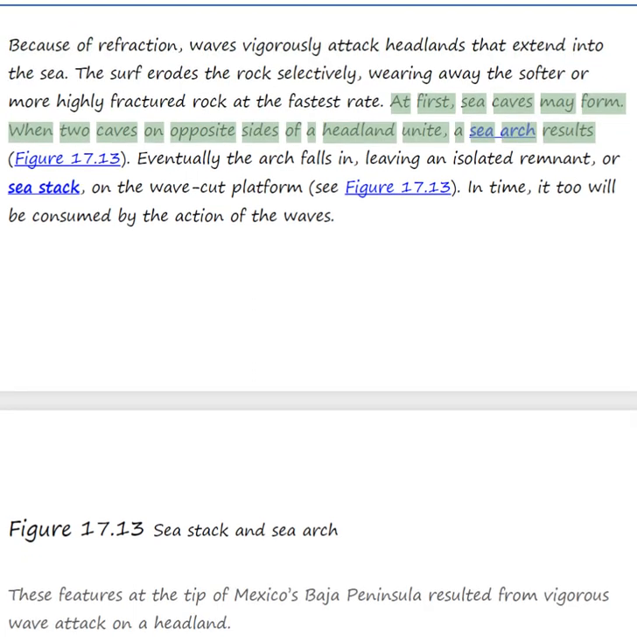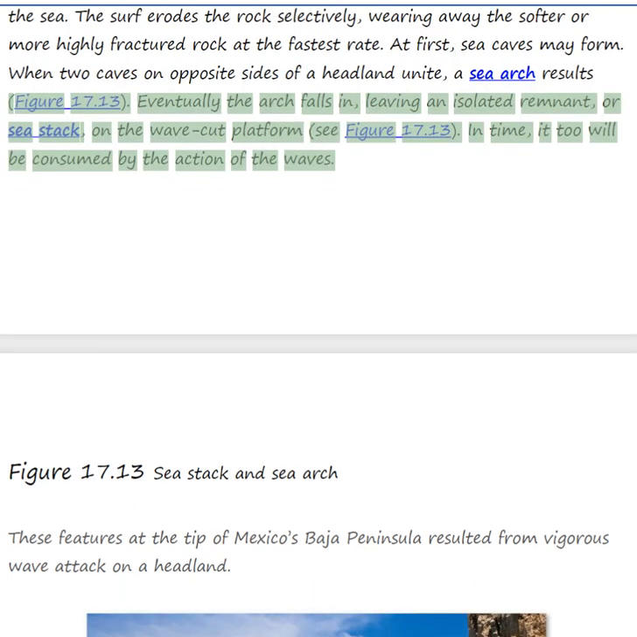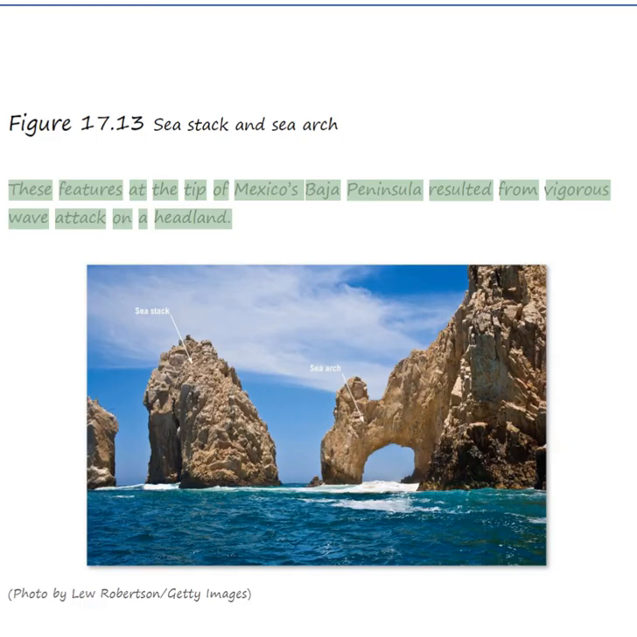At first, sea caves may form. When two caves on opposite sides of a headland unite, a sea arch results. Eventually the arch falls in, leaving an isolated remnant or sea stack on the wave-cut platform. In time, it too will be consumed by the action of the waves. These features at the tip of Mexico's Baja Peninsula resulted from vigorous wave attack on a headland.